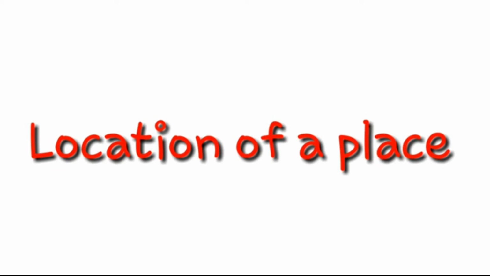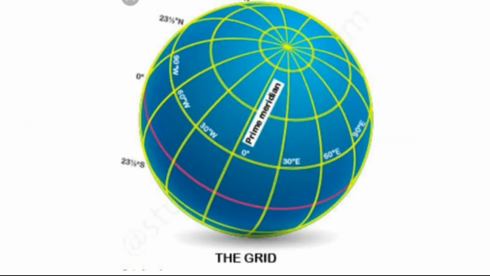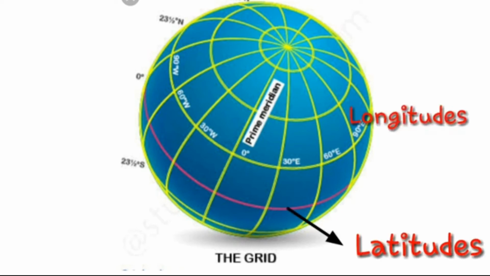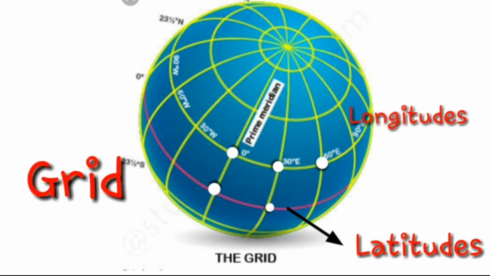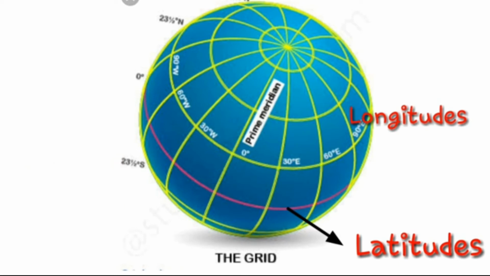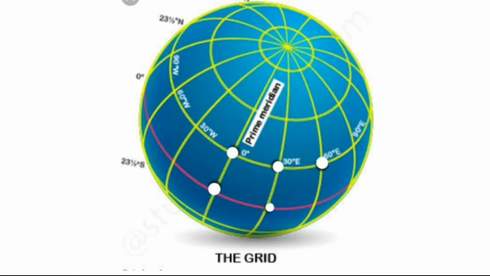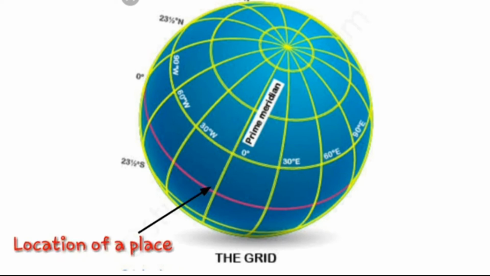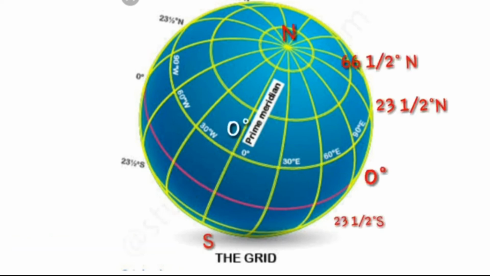Now students, how to find the location of a place? As you all know, we have two sets of imaginary lines which run on the Earth's surface, that is the latitudes and the longitudes. These latitudes and longitudes intersect at different points and this network is called a grid. You can locate any point on the globe very easily if you know its latitude and longitude. The point where these two lines intersect each other will be the location of that particular place.